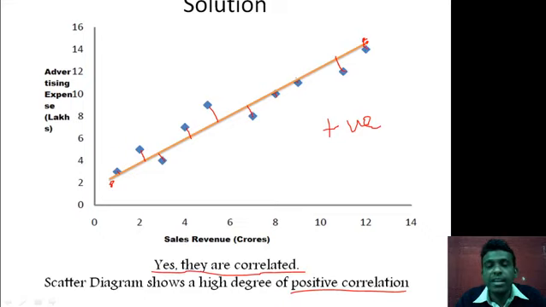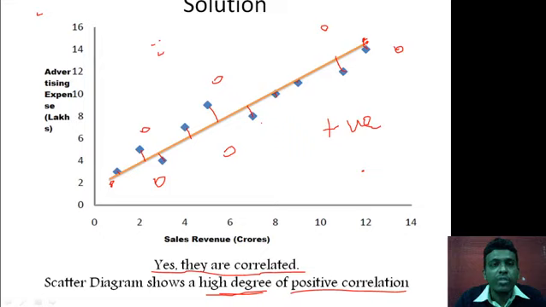Hence we say that there is a high degree of positive correlation. Suppose these values would have been scattered like this, one value here, then one more value there, very haphazard, then we would say that there is no positive correlation, or there may not be any correlation at all. But in this case there is positive correlation, and as the values are tightly packed together around a central line, we say that it has a high degree of positive correlation.